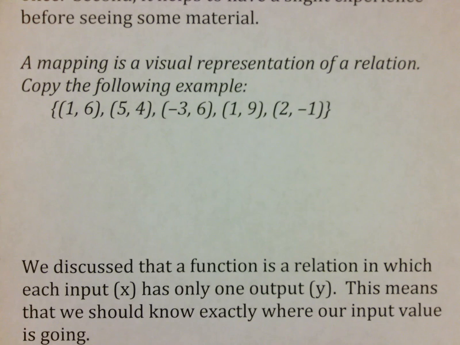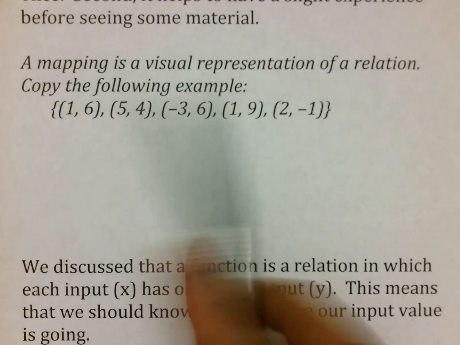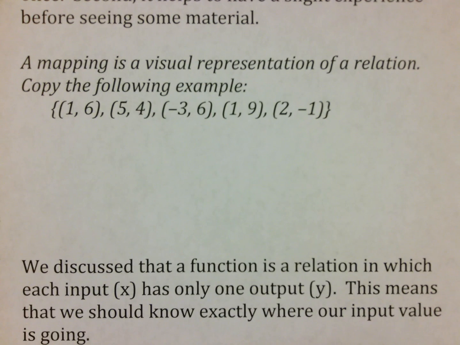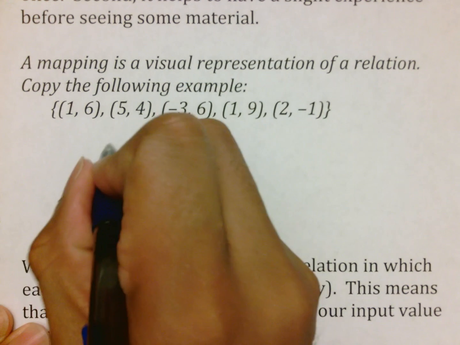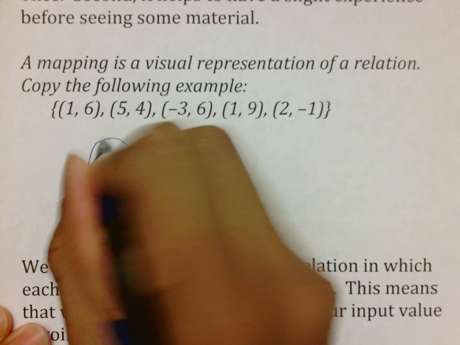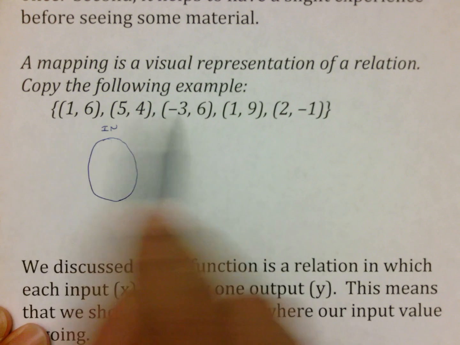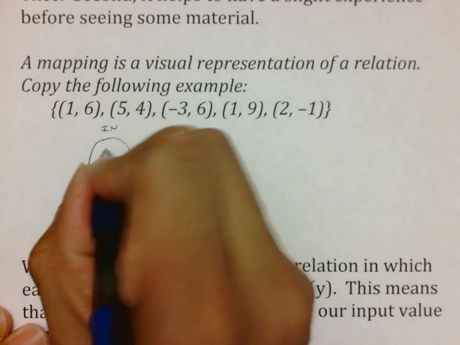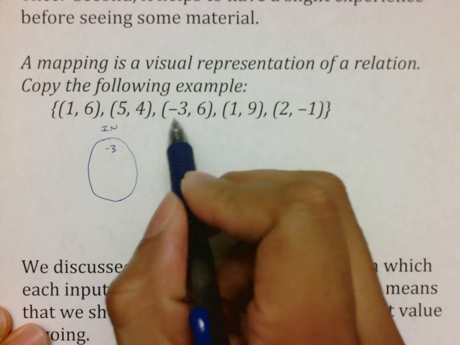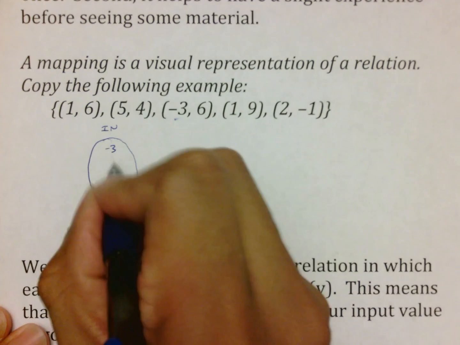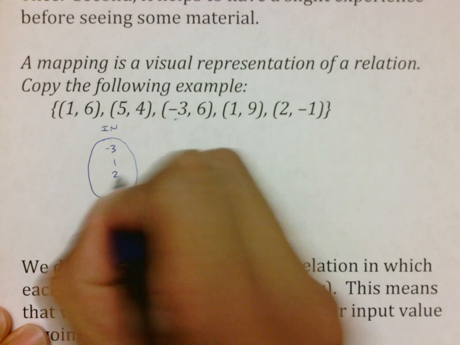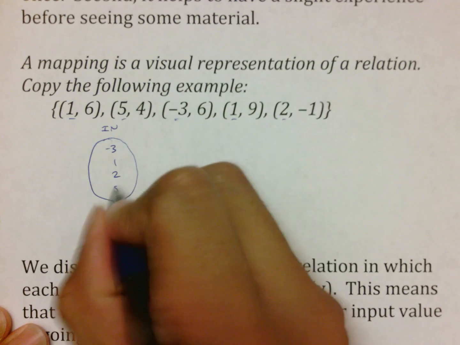Talking about a mapping, one thing you're going to see in today's homework is a mapping. A mapping is a visual representation of a relation. So if you just copy this example real quick, what you do for a mapping is you put your domain or your input values in first, just like you normally would. So the way we did domain yesterday, we put the smallest number to largest. So -3 is in this list, 1, 2, or 2, 1, so we don't repeat it, and there's a 5.